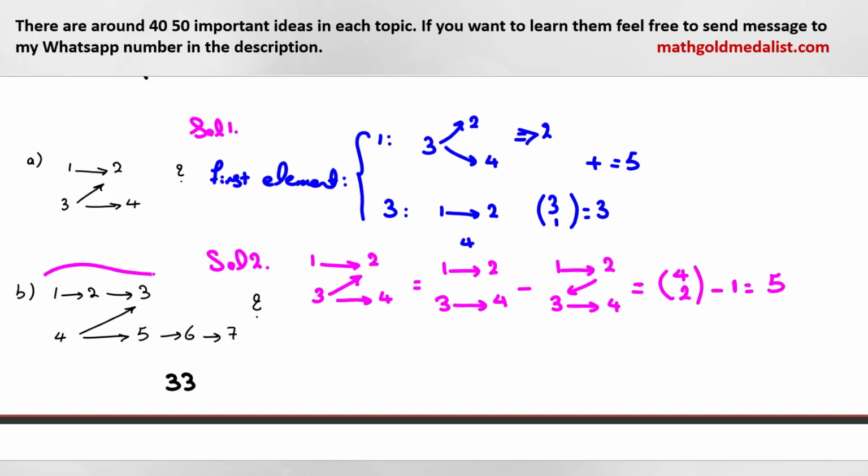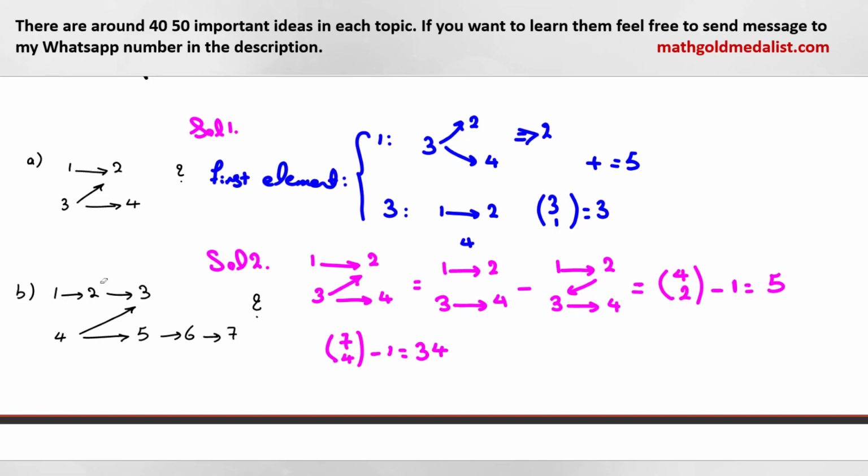If we apply the same thing here, it will be what? That would be 7 choose 4 minus what? Which is what? 34. Okay, understood completely? Yes.